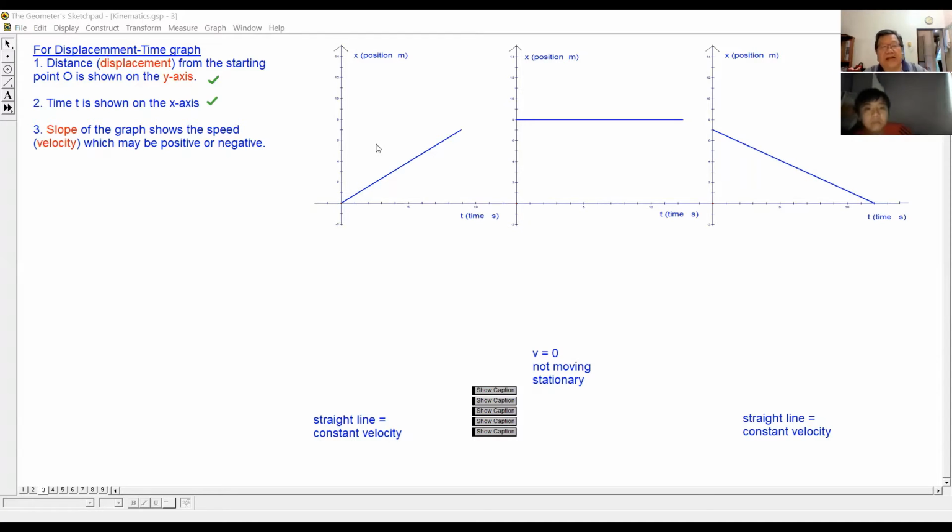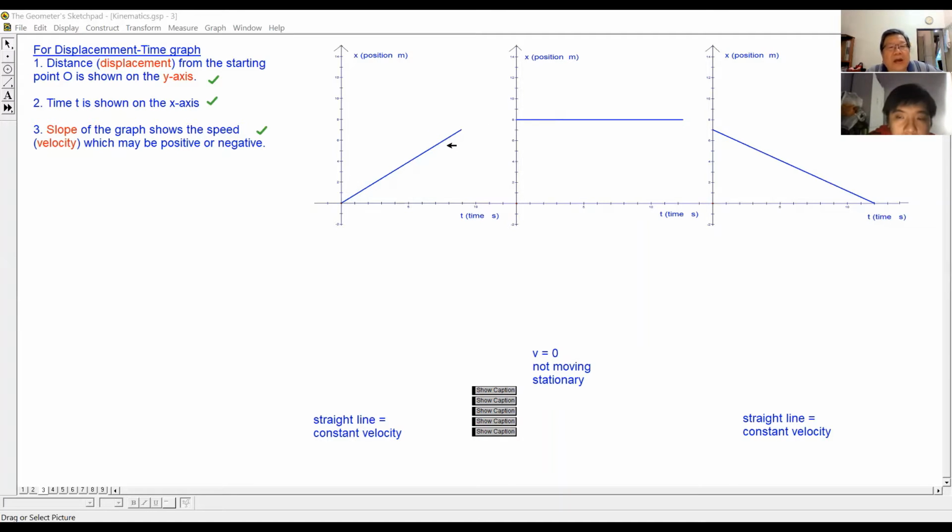Now, the next thing that is not given in the graph that you need to find is the slope of the graph. The slope of the graph represents the velocity. Again, it can be positive, negative value, it doesn't matter. You need to remember this one. The slope of the graph represents the velocity. And this is true only for displacement time graph. Now we look at the first one.